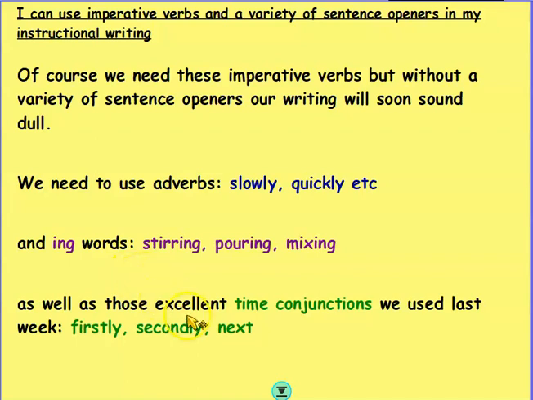Now, as well as those excellent time conjunctions we used last week can also be important. So firstly, stir the white horses into the mixture. Secondly, so we need to have a variety. We wouldn't want every single one of our instruction paragraphs starting with an adverb or an ing or a time conjunction. We want a mixture of all of them, and you need to think for each paragraph which one works best.